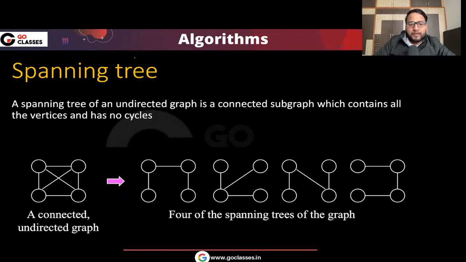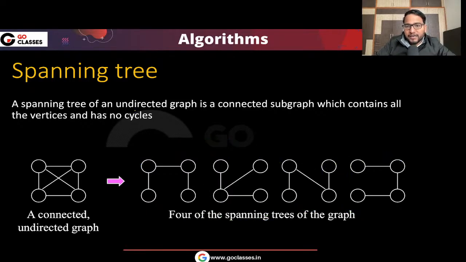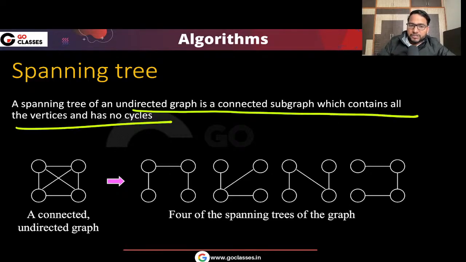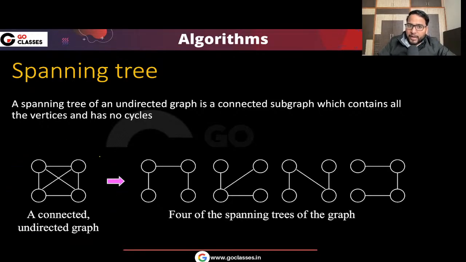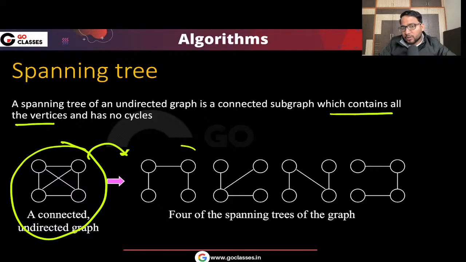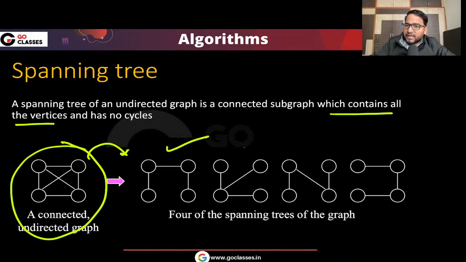So what is a spanning tree? Before I go to the minimum spanning tree, can you tell me what a spanning tree itself is? Suppose this graph is given to you, then there are many spanning trees. A spanning tree is basically a connected subgraph of an undirected graph which contains all the vertices and has no cycle. So whatever tree you have that contains all the vertices and no cycle, all of these contain all the vertices and there is no cycle.